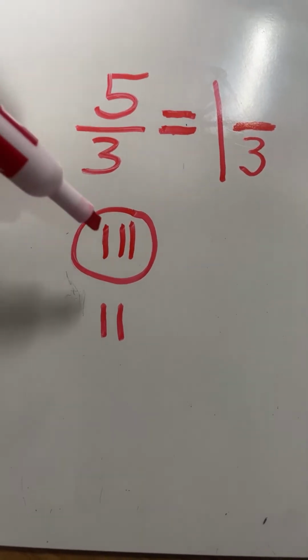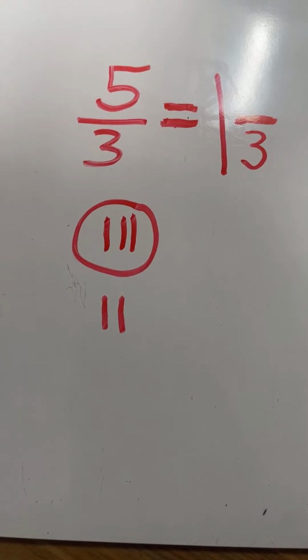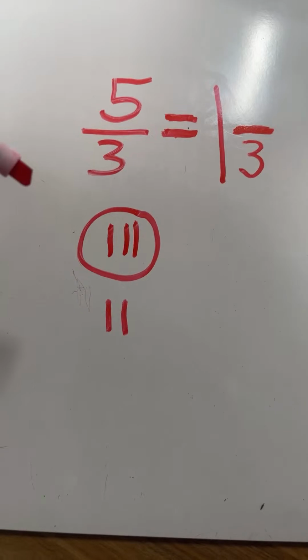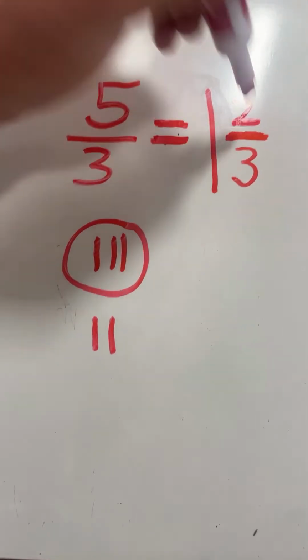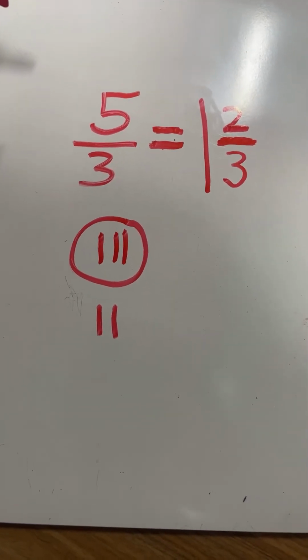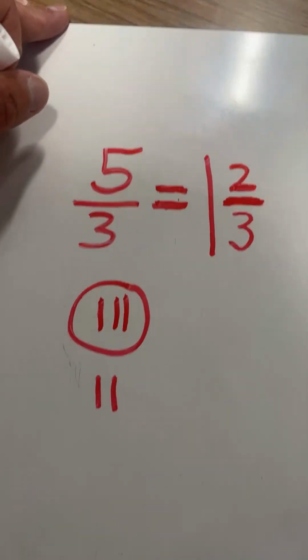As you can see here, we had a full group of 3, and then we had a remainder of 2. We weren't able to get a full second group of 3, but we had 2 remaining. So 2 is going to be our numerator. Our remainder is our numerator. So we have our final answer. 5/3 converted to a mixed number equals 1 2/3.